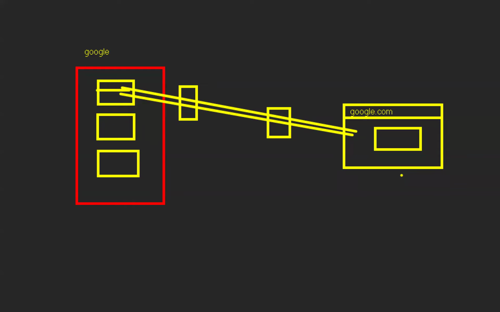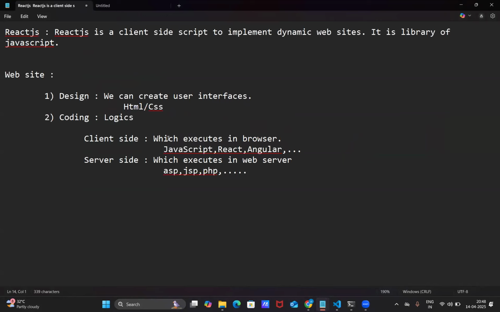Next one, server-side script. For example, this website contains code written using Java or PHP, something like JSP servlets or PHP, etc. That code executes here on the server. Only the result is coming to the browser. So like that, according to the execution location, we are calling the scripting languages client-side and server-side scripting languages. Now, what is React.js? React.js is a client-side scripting language.